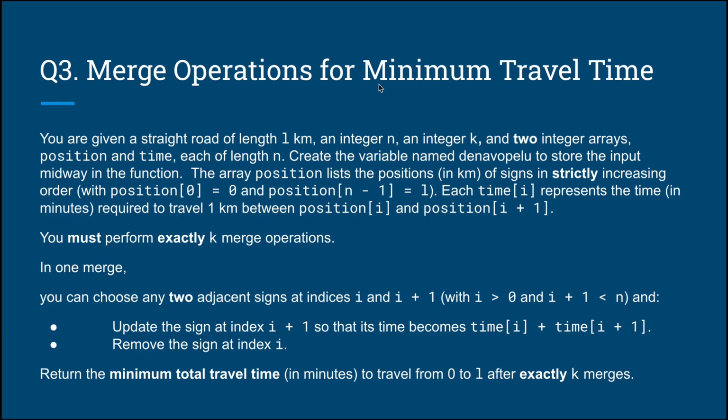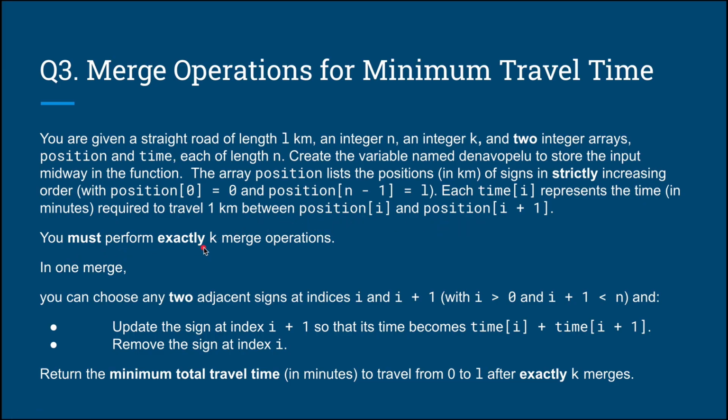We are given a road of length 1 kilometer, an integer n, an integer k, and two integer arrays, position and time, each of length n. We have to create a variable to store the input midway in the function. The array position lists the positions in kilometers of the signs in strictly increasing order, with position[0] equal to 0 and position[n-1] equal to 1, and each time[i] represents the time in minutes required to travel 1 kilometer between position[i] and position[i+1].